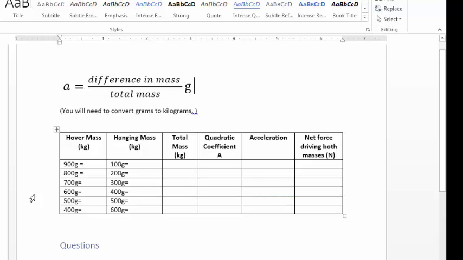mass increased, like 900 minus 100, or 800 minus 200, or 700 minus 300, these are the differences in the two masses, that you should have seen, with the bigger difference between the masses, the more acceleration there was.